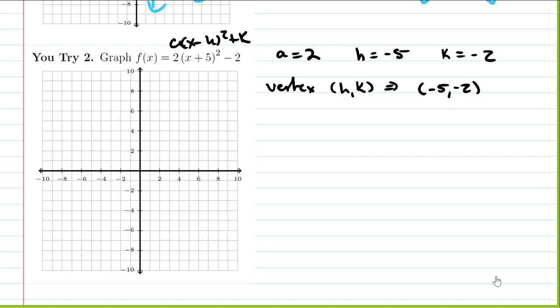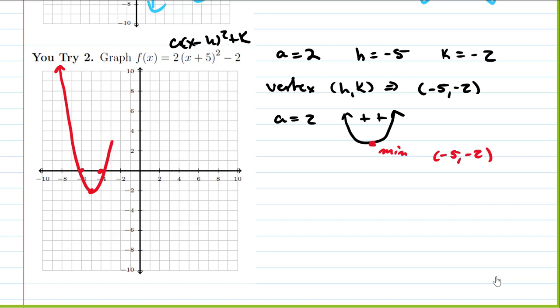And our a value equals 2, so that means our graph is going to be happy, so it's going to open up. And we're going to have a min at our vertex, which is negative 5, negative 2. All right, so we go to negative 5 and down to negative 2. And then our a value is positive 2, so I go over 1 up 2. Left 1 up 2, and then I connect the dots, and I get a parabola that looks something like this.